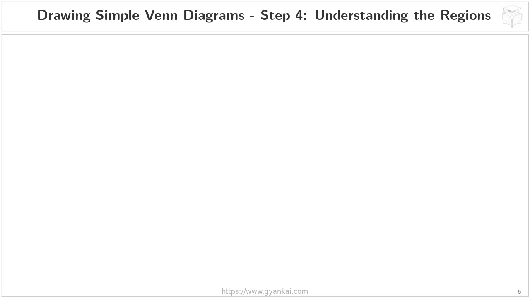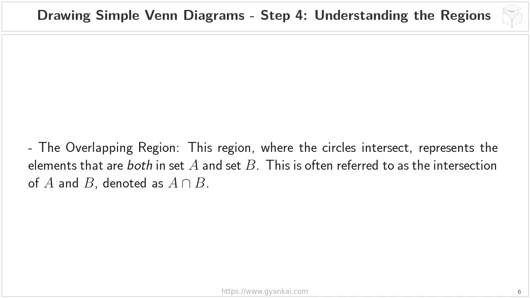Drawing simple Venn diagrams, step 4. Understanding the regions. First, let's look at where the 2 circles overlap. This overlapping region, right in the middle where circle A and circle B intersect, represents all the elements that are in both set A and set B. Think of it as the things that belong to both groups.